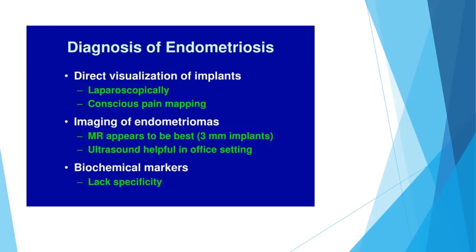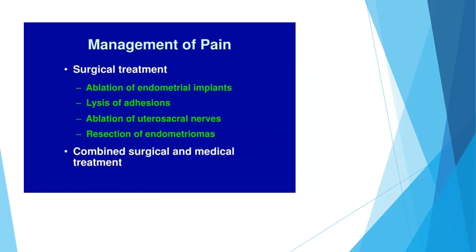For diagnosis, the hard and fast rule, the most diagnostic, is laparoscopy, which is the direct visualization of implants, but we can also diagnose it clinically or through a simple USG. For imaging of endometriosis, MRI appears to be the best, while ultrasound is helpful in the office setting. Biochemical markers lack specificity in endometriosis.